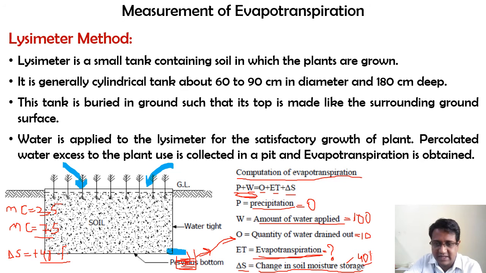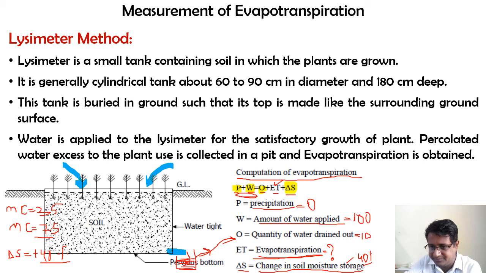Okay, so in this, what is your only unknown? ET, whereas the remaining parts, that is your precipitation, here we have said there is no precipitation, right? So precipitation value is 0. The amount of water that you have let in, you already know, is 100 liters here. O is 10 liters for our case, just for the sake of explanation. ET is what you need to find out, and delta S is 40%.